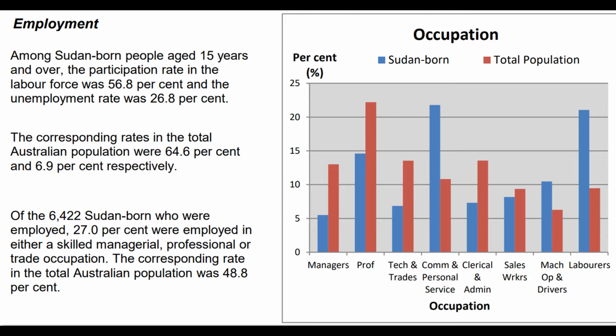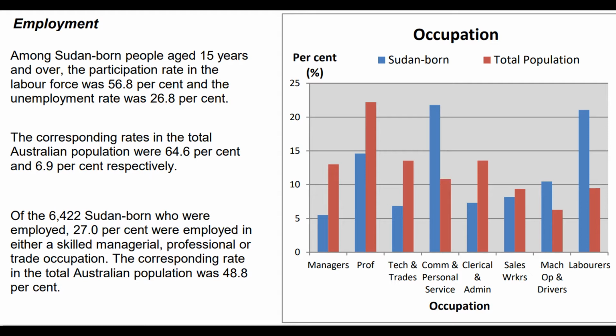Just briefly, on the right-hand side, have a look there. That tells you the types of work that Sudan-born people do versus the total population. So there's way more Sudanese people doing manual labour and personal service, which is retail, stuff like that. Now, if you look on the left-hand side, you'll see the unemployment rate was a whopping 26.8%, whereas the Australian overall unemployment rate was just 6.9%.